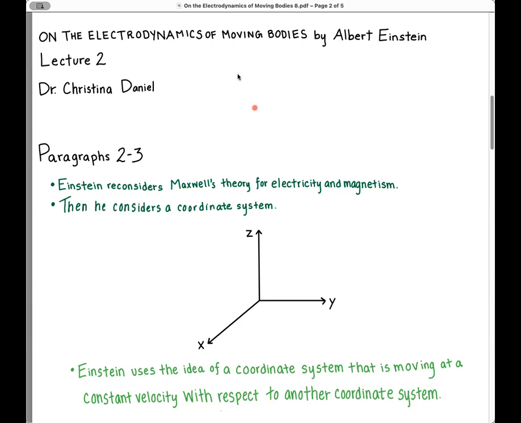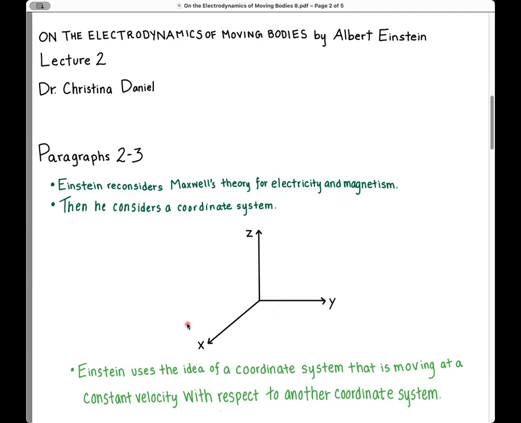The previous video examined paragraph 1 and the idea of relative motion in the context of a magnet and a conductor. This video lecture will focus on two postulates developed by Einstein. To start, Einstein mentions a coordinate system. He then considers how the equations of mechanics and electrodynamics relate to a coordinate system.